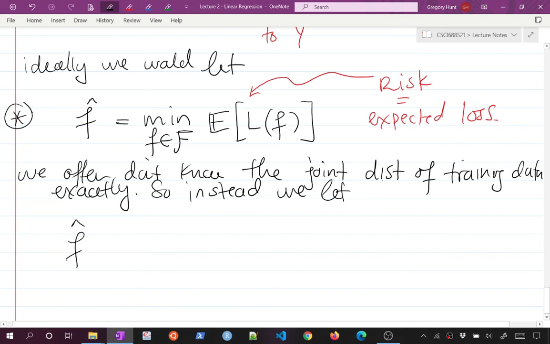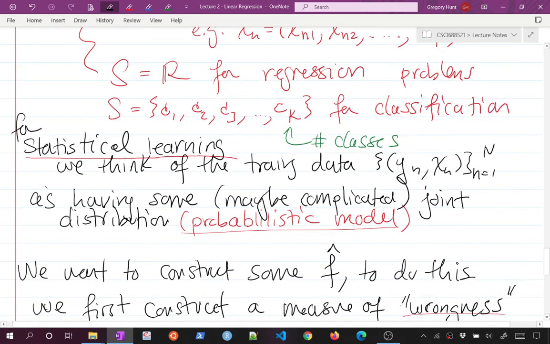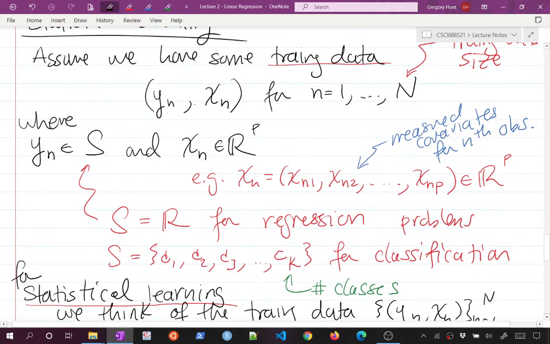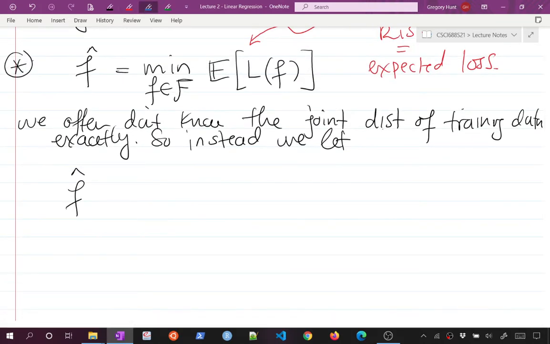So instead, since we don't actually know how to calculate this expectation, all we know is that we assume there's some underlying probabilistic model relating the y's and the x's. If we knew what that model was, we wouldn't have to do the machine learning approach. We don't know what the model is. All we have is our training data. All right, we'll talk about that.